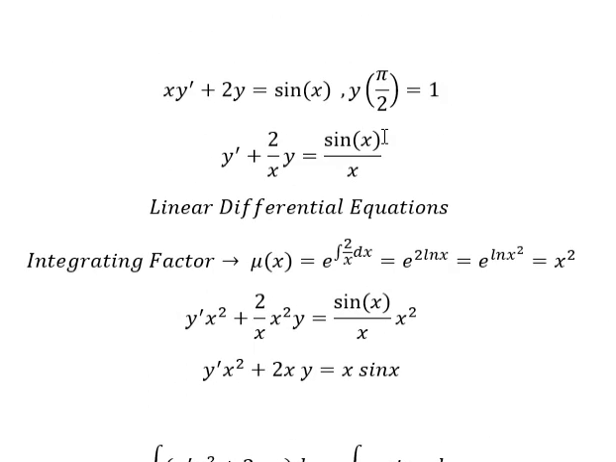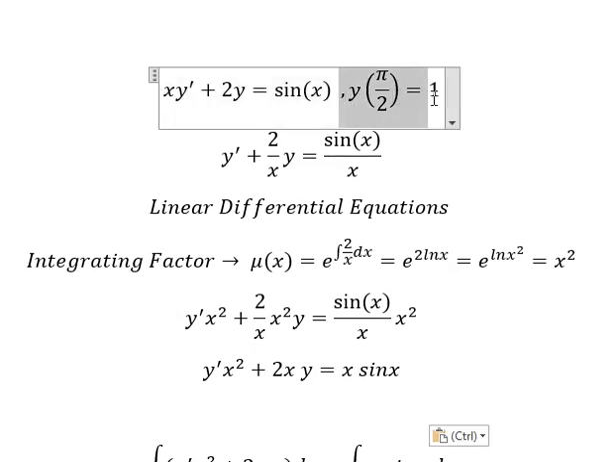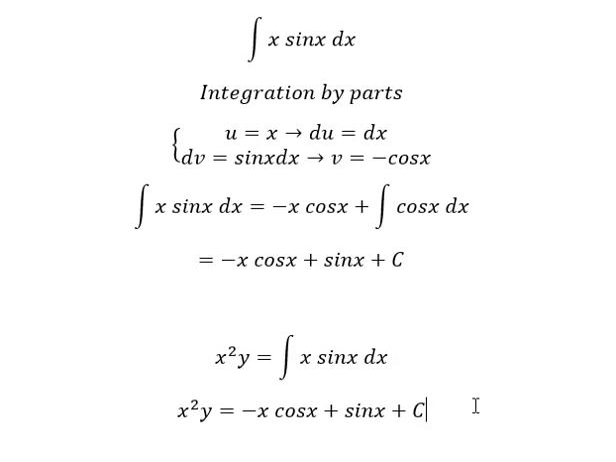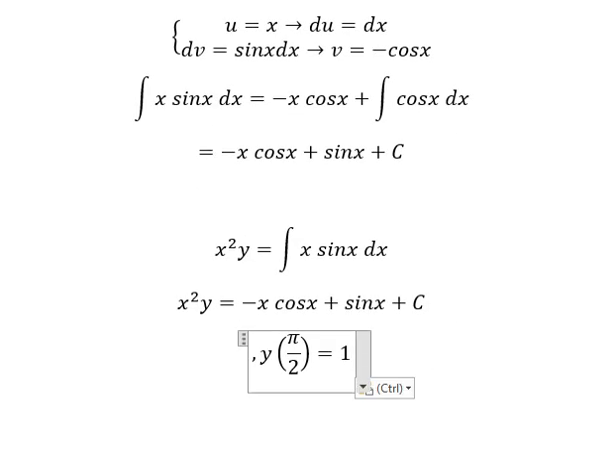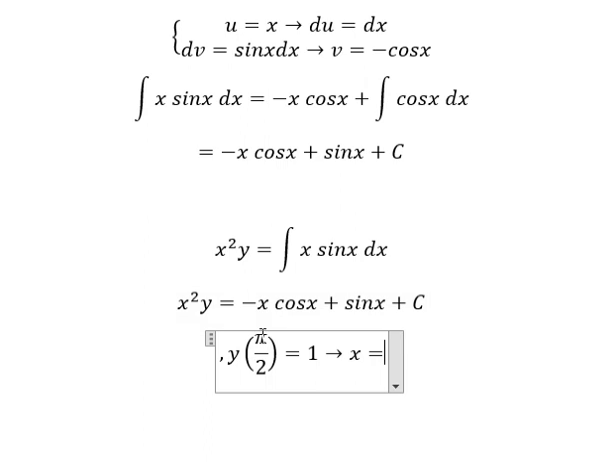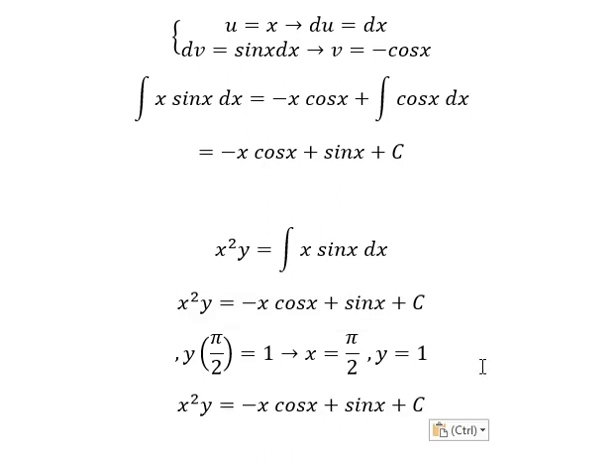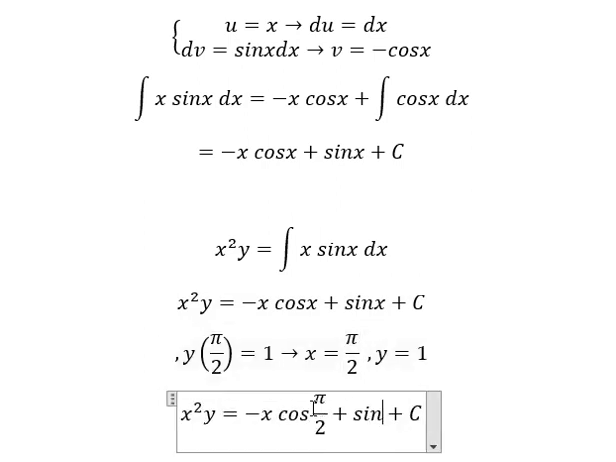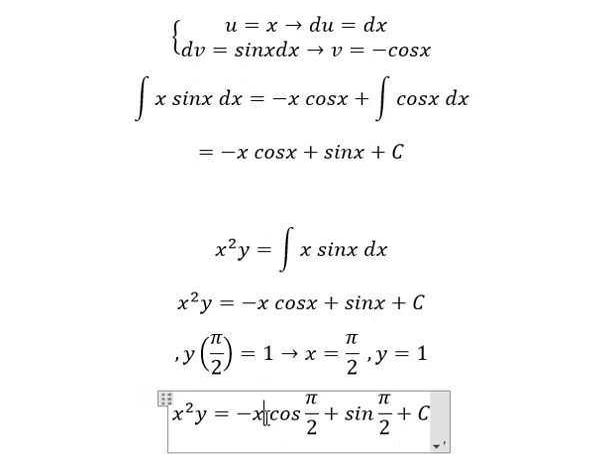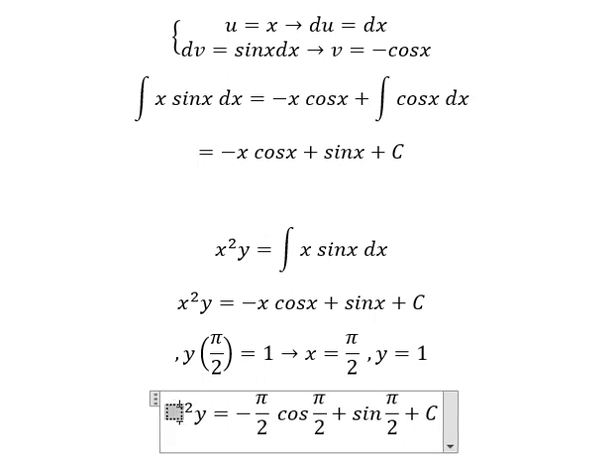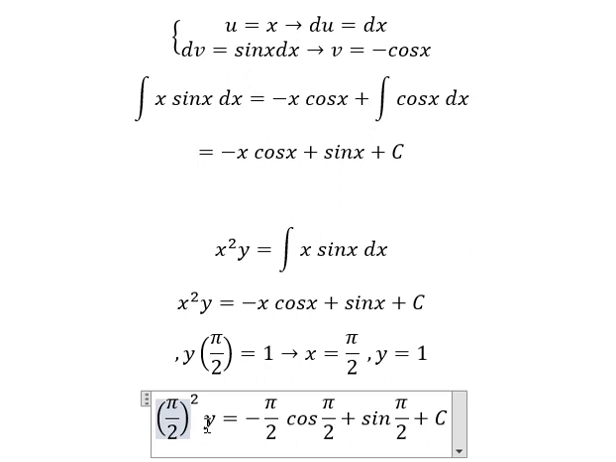So we have the conditions. When s equals pi over 2, y equals 1. So we put pi over 2 here, and pi over 2 here, and here, and here. Number 1 we put here. So we can find the value of c.